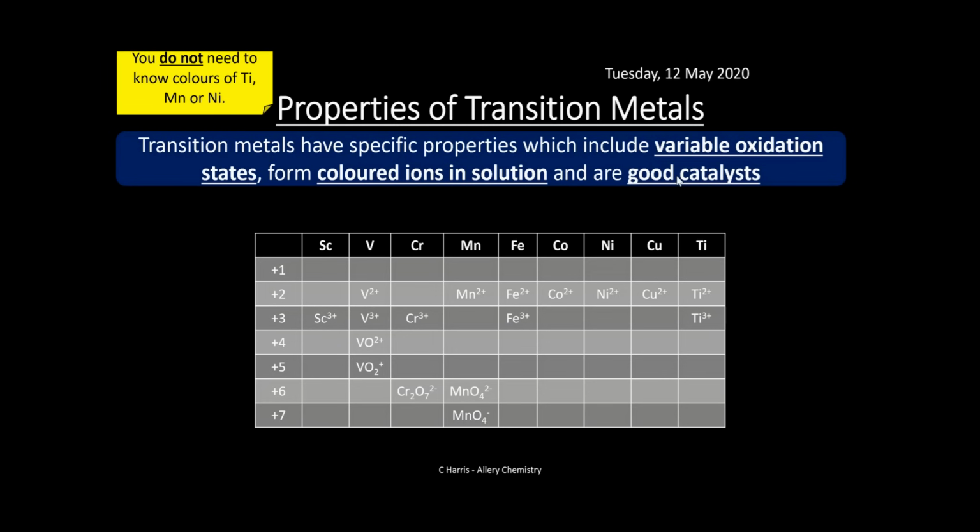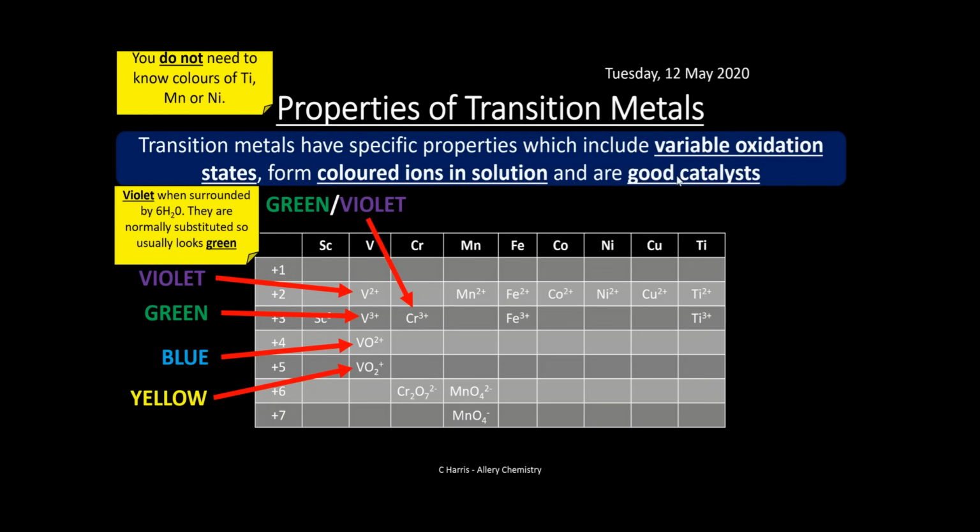The ones that you don't need to know are the colours of titanium, manganese, or nickel. So you don't need to know any of them, but all the rest you do. So let's have a look. V2+ is a violet colour, V3+ is green, VO2+ is blue, and VO2+ is yellow.